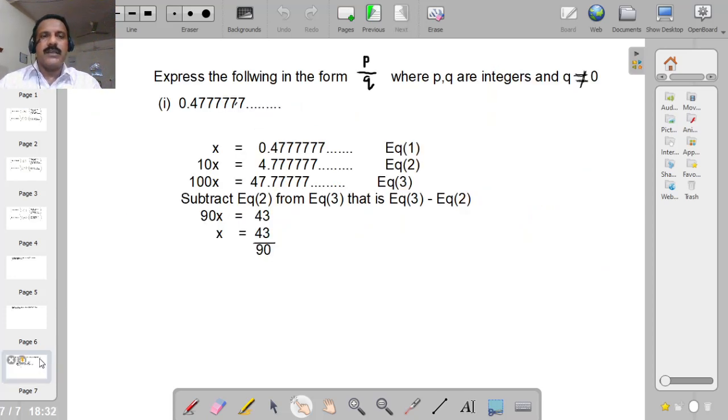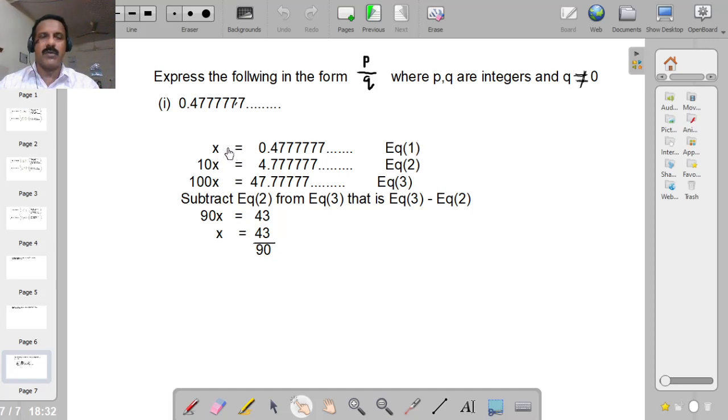Now we'll be solving a simple problem. We have to express 0.47777... This is a non-terminating recurring decimal expansion. This 7 is not going to end. So we have to express this decimal expansion in the form P over Q, where P and Q are integers and Q not equal to 0. So our first line of attack is, we will assign this 0.4777 to some variable x.